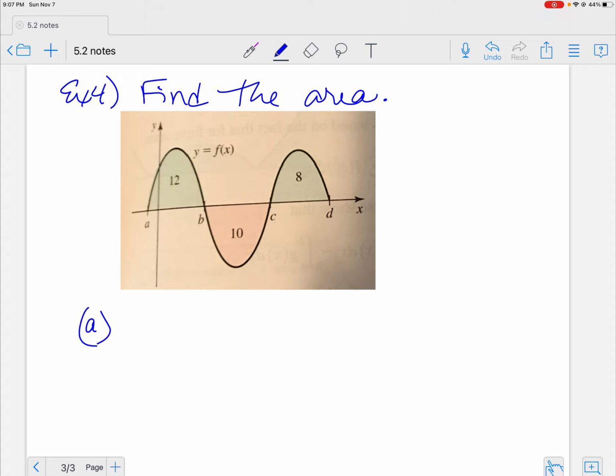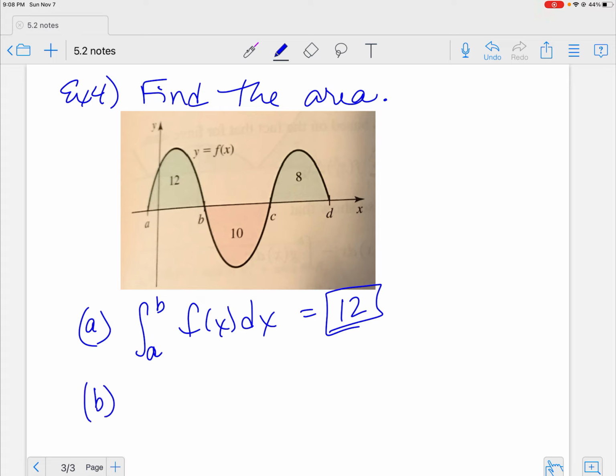So if I am asking you to integrate from a to b of this function, you always have to have that differential, dx. What is that going to be? From A to B, what is the area? It is 12. And that's legit it.